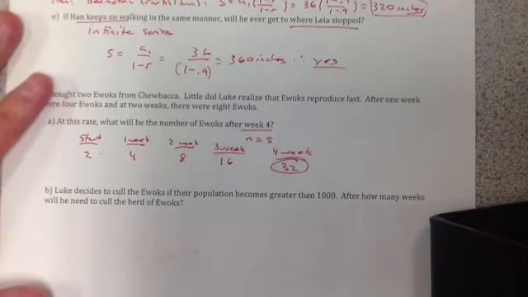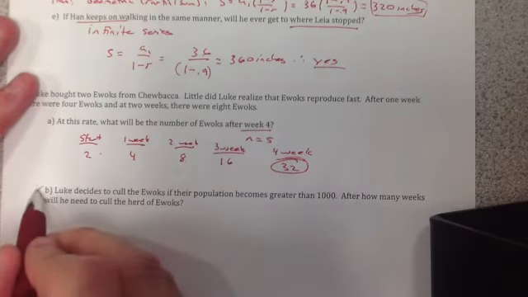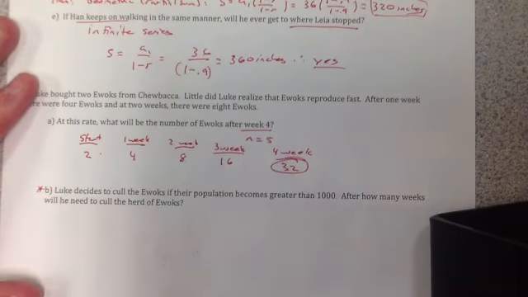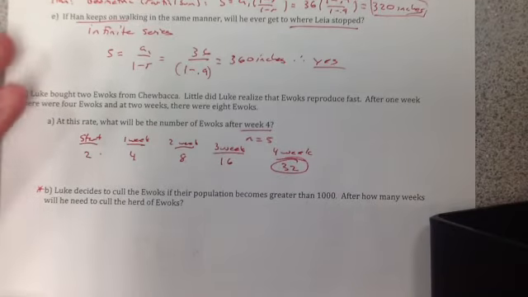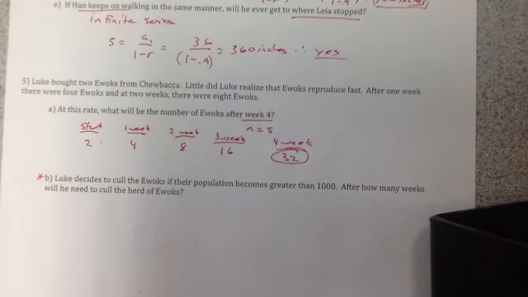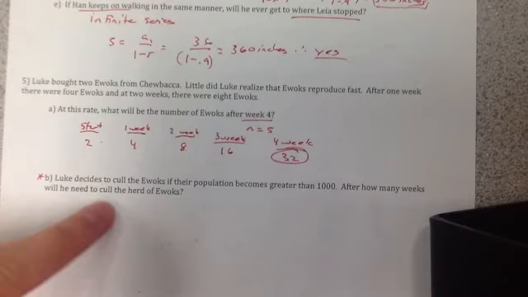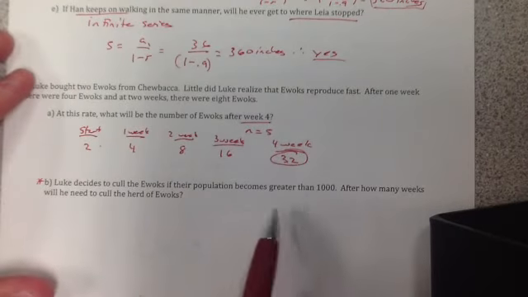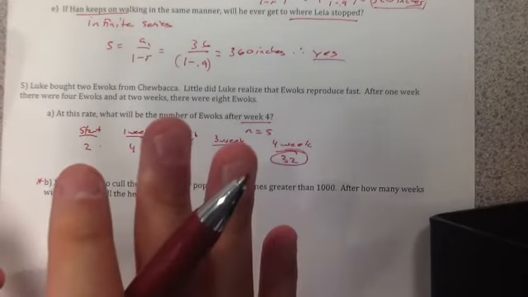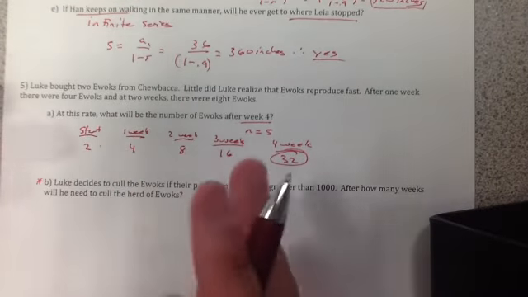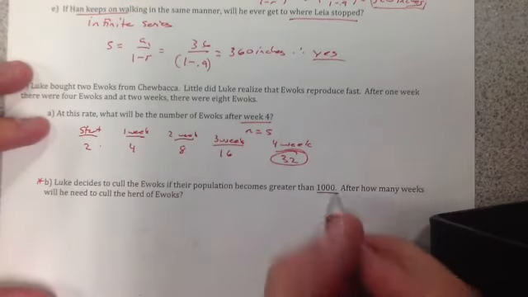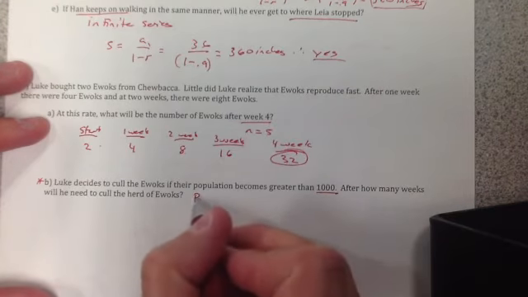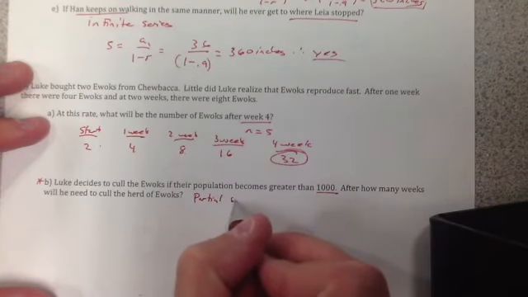Well, okay. Now, this is a slightly harder question right here. You will need a calculator. Luke decides to cull the Ewoks if their population becomes greater than 1,000. After how many weeks will he need to cull the herd of Ewoks? Alright, so to answer this question, what we're going to need to do is talk about the sum. Now, this will be a partial sum because he wants the population to stop eventually. So we're going to look at our partial sum problem.